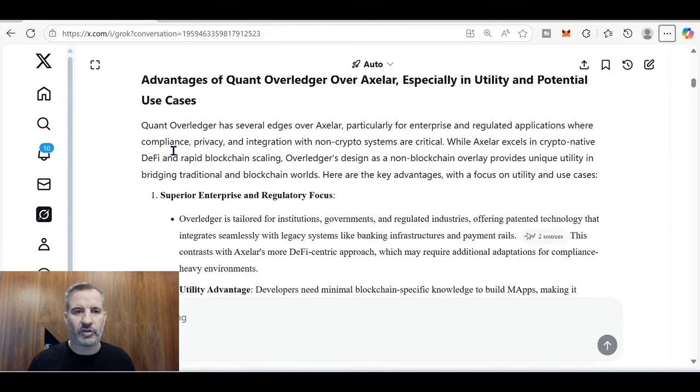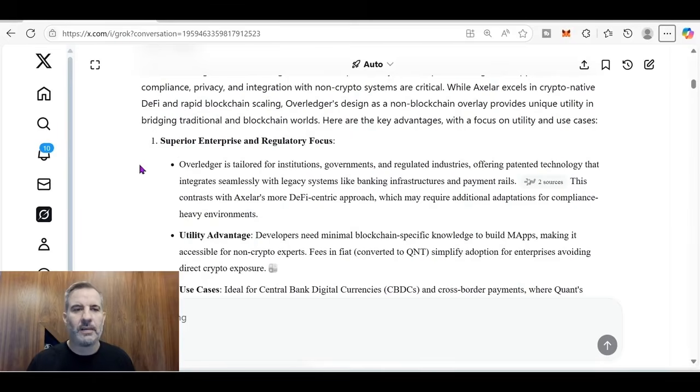Quant really allows for compliance, privacy, and integration with non-crypto systems. While Axelar excels in crypto-native DeFi and rapid blockchain scaling, Quant Overledger's design as a non-blockchain overlay provides unique utility in bridging traditional and blockchain worlds. Here are the key advantages with a focus on utility and use cases. Quant has superior enterprise and regulatory focus, tailored for institutions, governments, and regulatory industries, offering patented technology that integrates seamlessly with legacy systems like banking infrastructure and payment rails.